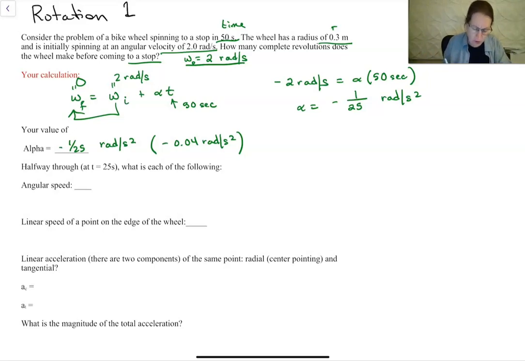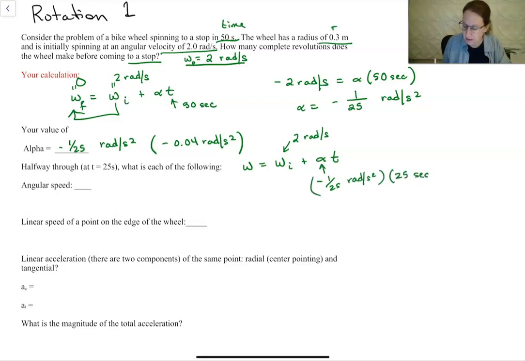You can find your angular speed: omega at any point is equal to omega initial plus alpha t. In this case, it's pretty easy to do. This is 2 radians per second. This is minus 1 over 25 radians per second squared. The time is 25 seconds, so this is pretty easy math. This is just 1 radian per second, which you could have just estimated, right? It's halfway through. So the angular speed is 1 radian per second.